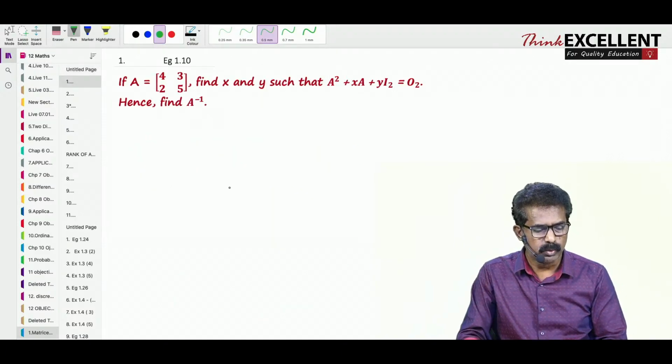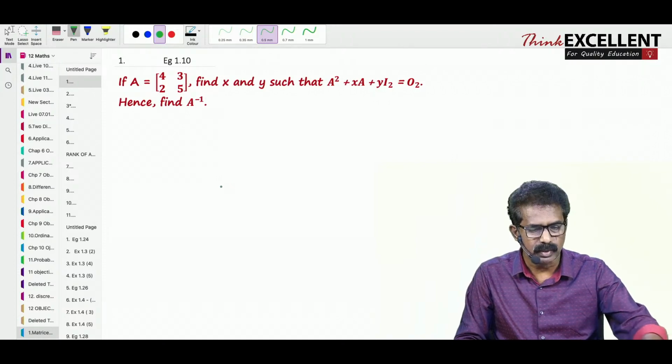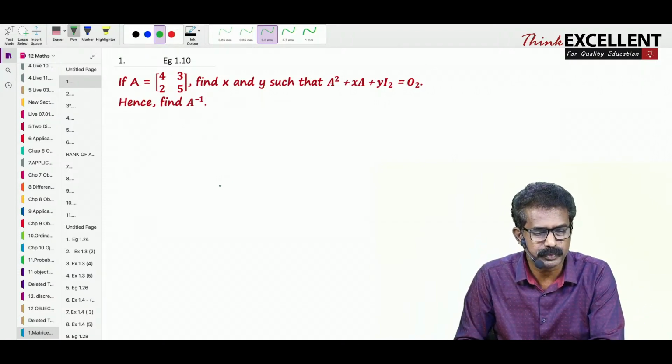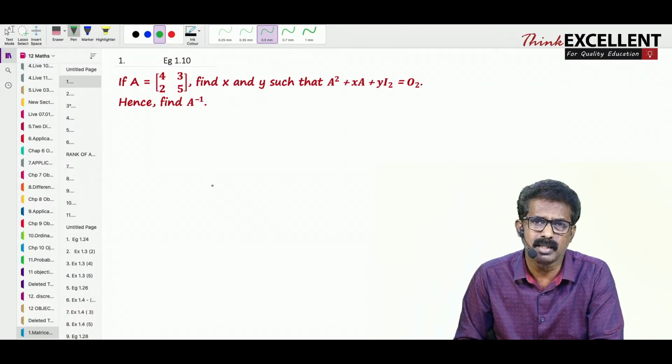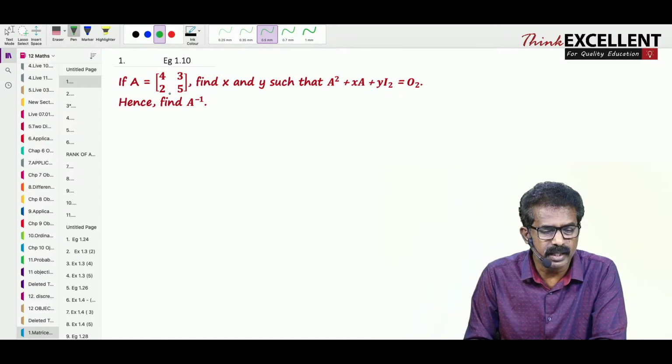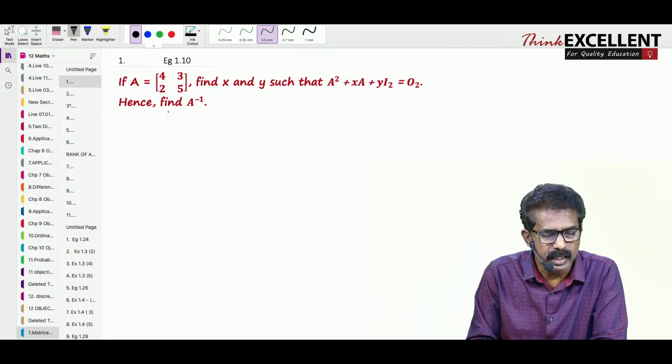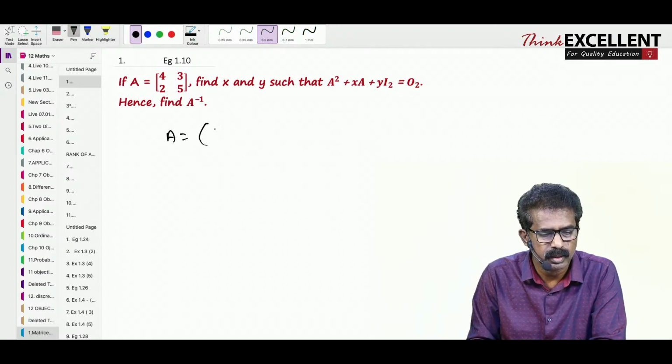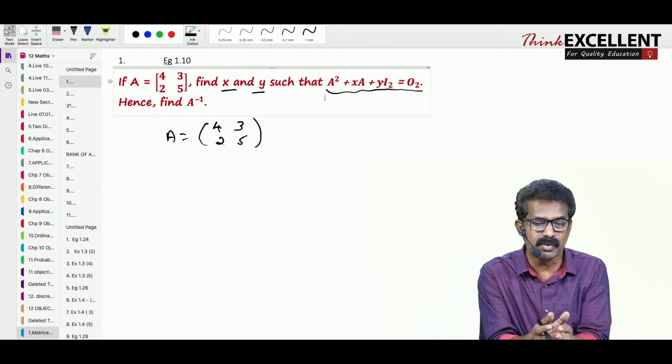Okay, now let's move on to some very, very important questions. We'll try to work it out, okay? Look at this question. Normally, whatever you think is tough, I would already have taken such sums, sir. So it will be useful for everyone. If A equals a matrix, they have given a matrix, A is the matrix 4 3 2 5. See what they asked. Find x and y such that this condition is satisfied. To satisfy the condition, what should we find?